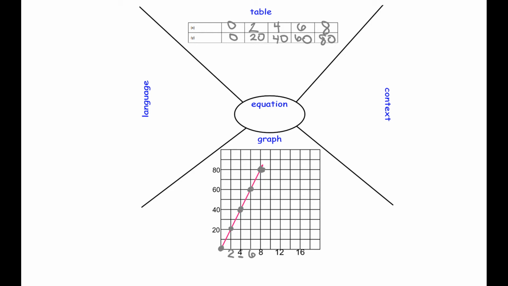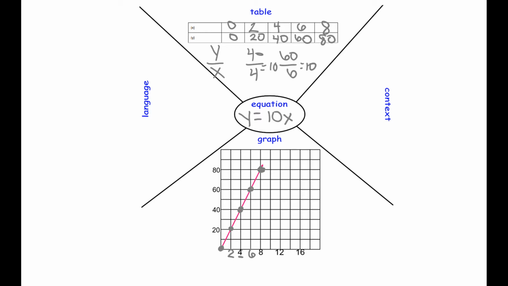Now, same deal, if I want to look for that unit rate, I'm going to take the y divided by the x. So I could take any of the y's. 40 divided by 4, 60 divided by 6. Every time I do that, I get 10 when I take y divided by x. So that's my unit rate. So I'd have y equals 10x.